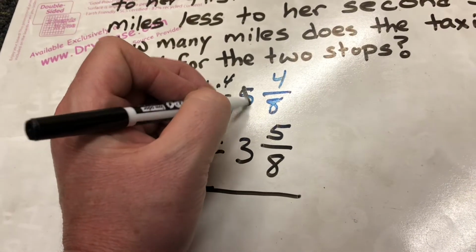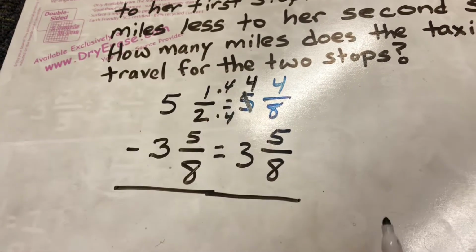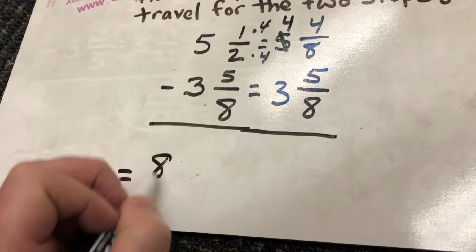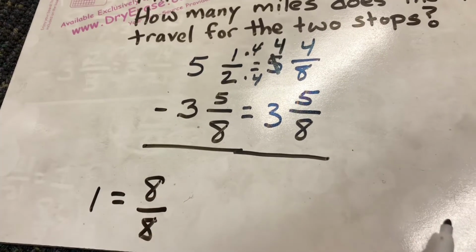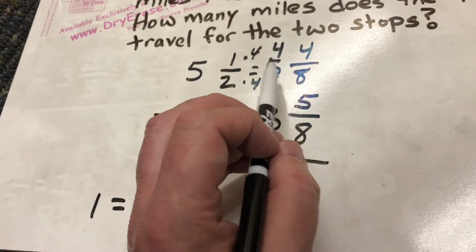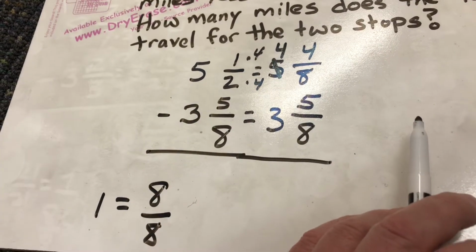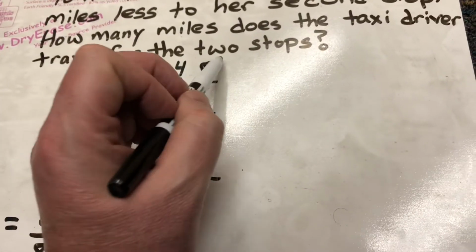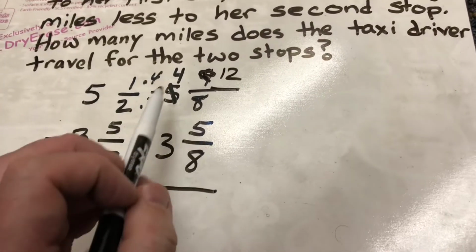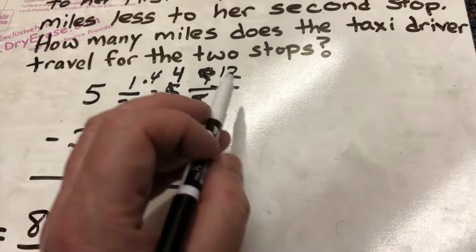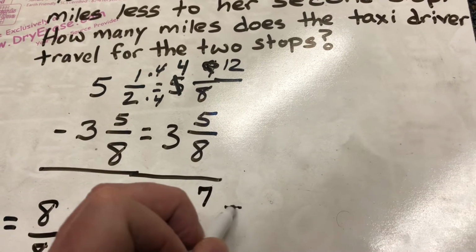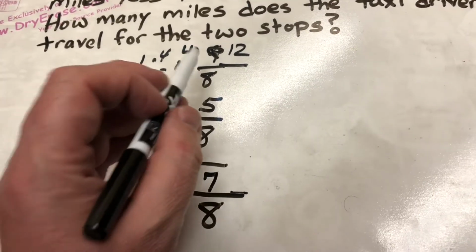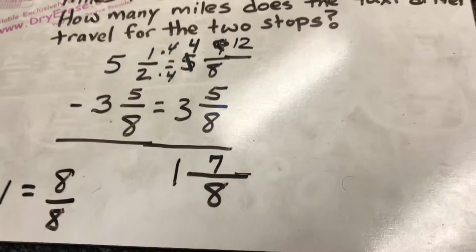So I'm going to have to borrow from the 5. The 5 becomes a 4. And I'm thinking, well, I borrowed 1 whole part. So 1 equals 8 over 8, because that's the denominator I'm working with. So I'm adding the 1 that I borrowed, the 8/8, to the 4/8, which essentially means I'm doing 4 plus 8. Well, 4 plus 8 is 12. So I'm really doing 12/8 minus 5/8 now. Well, 12/8 minus 5/8 is 7/8, because 12 minus 5 is 7, common denominator 8 stays the same. 4 minus 3 is 1.